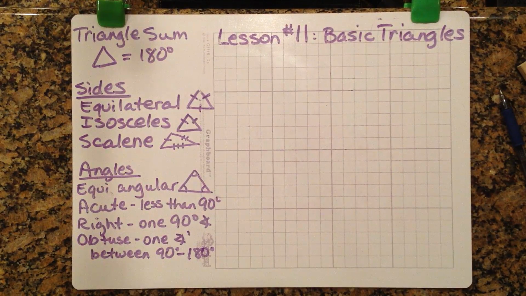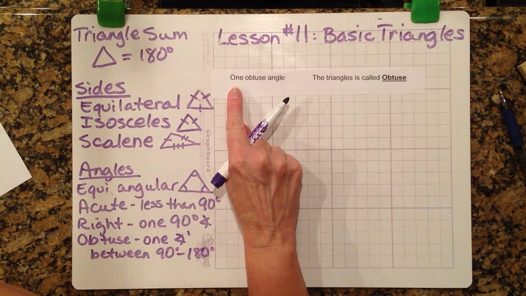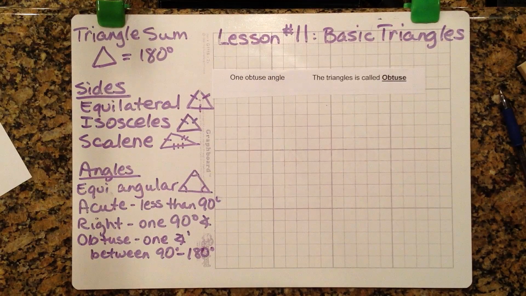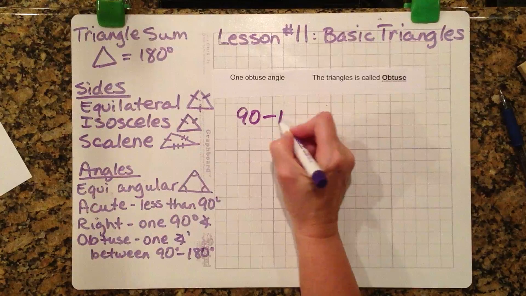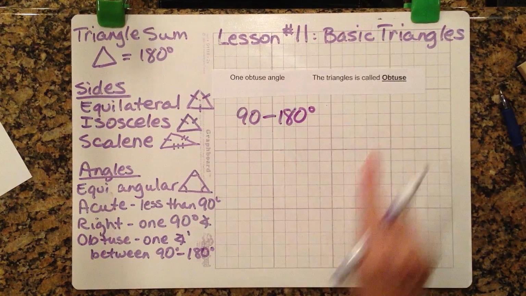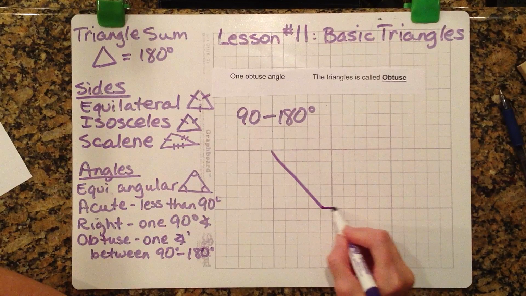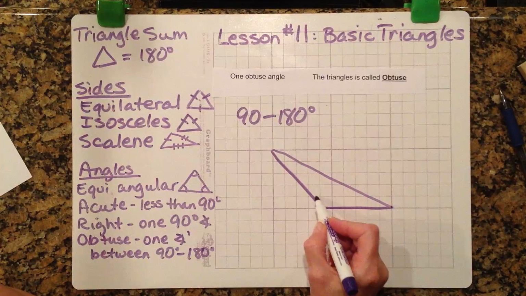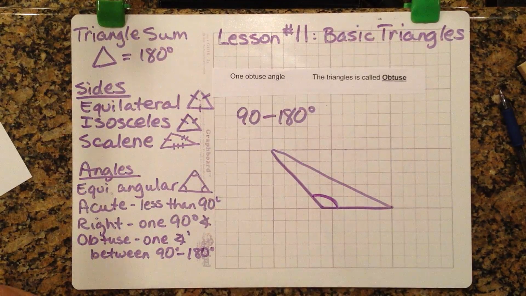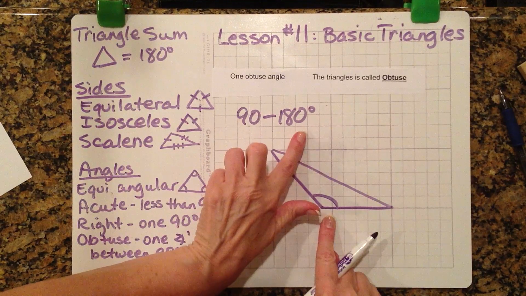The last one is obtuse. An obtuse triangle is a triangle with only one obtuse angle. Now remember, an obtuse angle was between 90 and 180 degrees. So your obtuse triangle is going to be really wide. It's going to be open, open, open, open. And this is going to be your obtuse angle. See how wide that is? That's going to be a measure between 90 and 180.